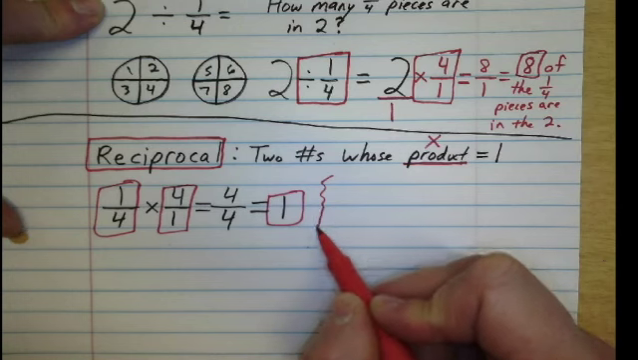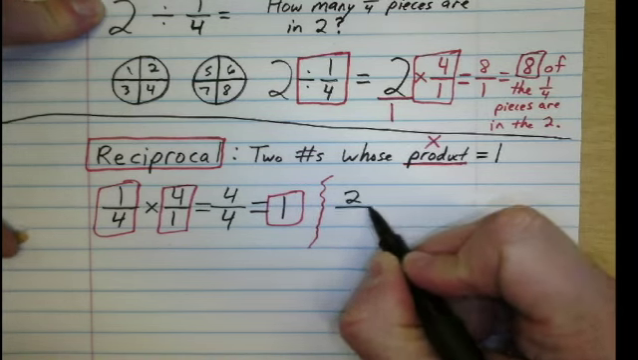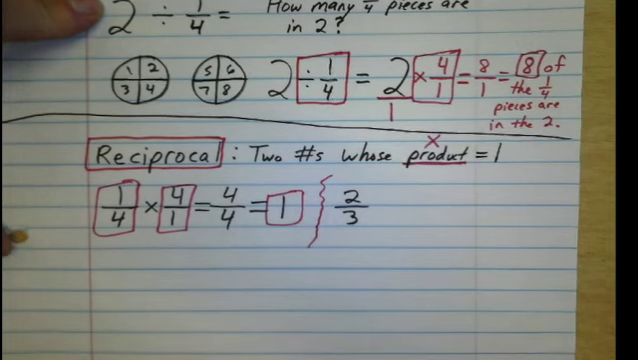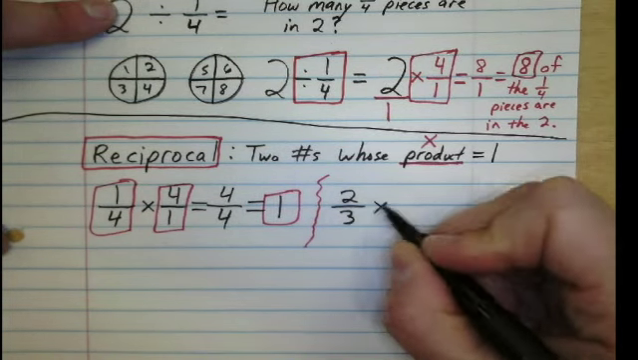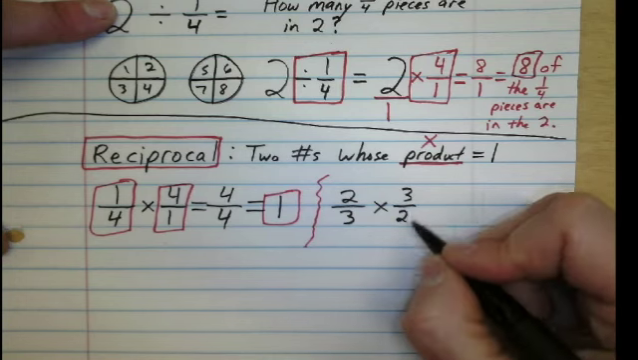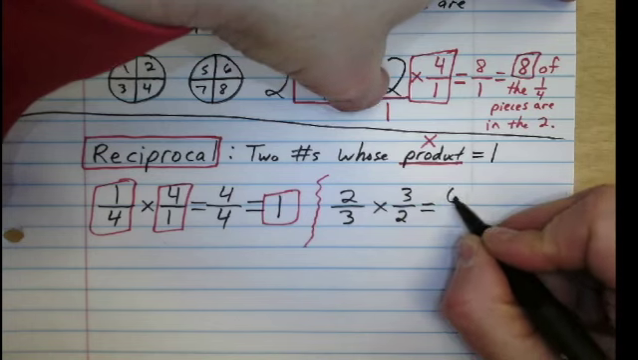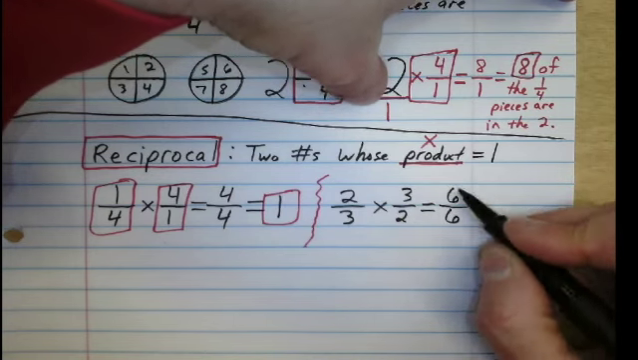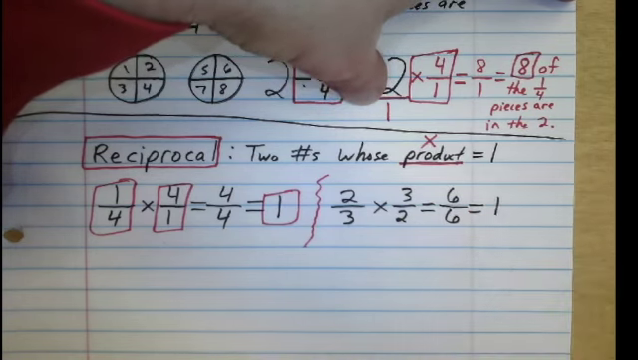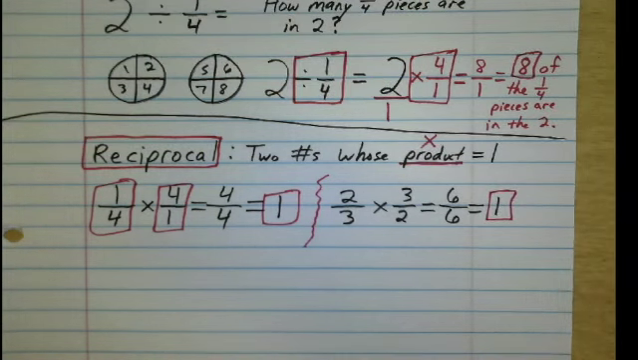So let me show you another example of that. If I give you 2/3 and I want you to multiply by its reciprocal. What's its reciprocal? Instead of 2 over 3, I flip it around, I'd have 3 over 2. And you could simplify and multiply, or you can multiply across. 2 times 3 is 6, 3 times 2 is 6. 6 over 6 is the same thing as 1. And so that works. So that works with fractions changing to their reciprocal.